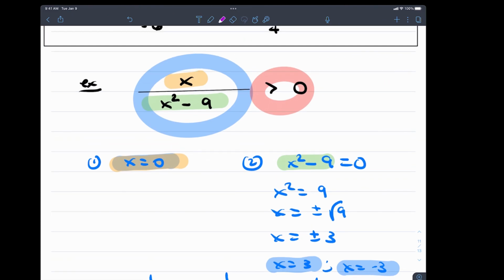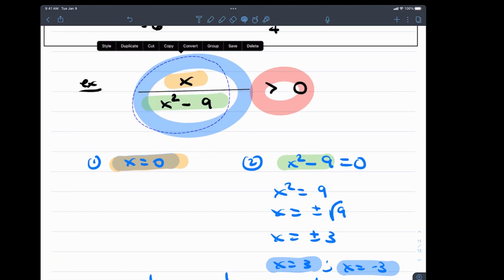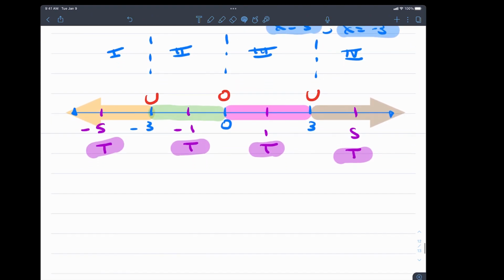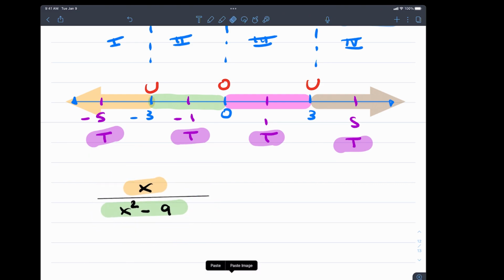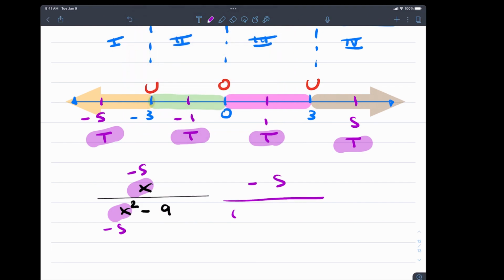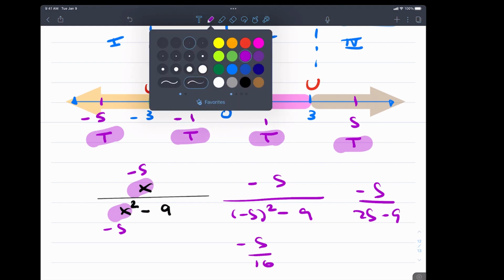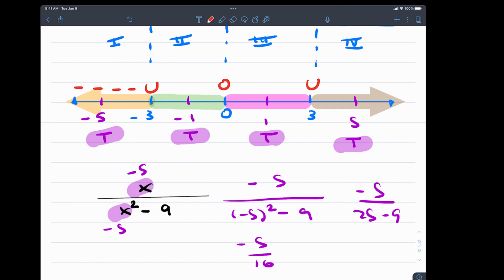So we're testing this fraction here. What happens when I plug in -5? Do you guys know? I have what here? -5 over -5 squared minus 9. -5 over 25 minus 9. -5 over 16. What's this answer? Negative.